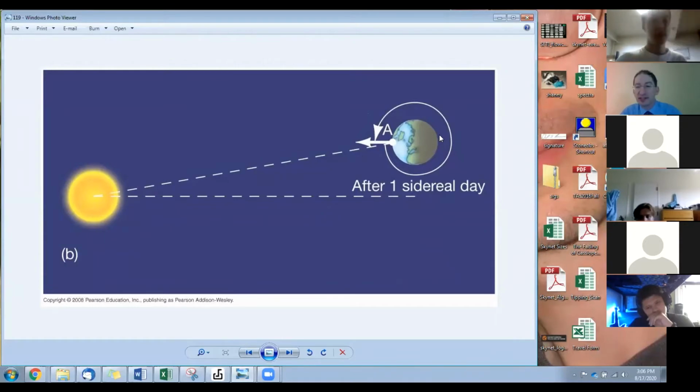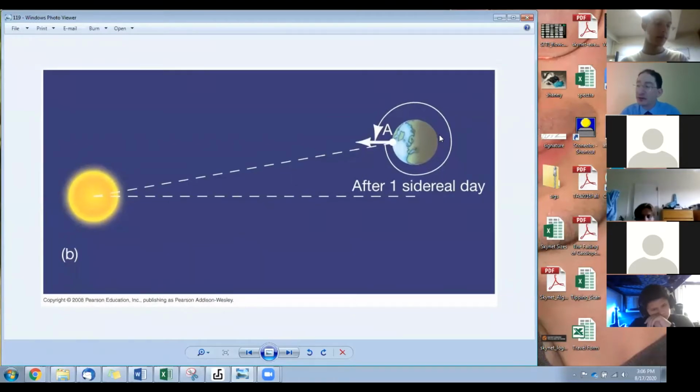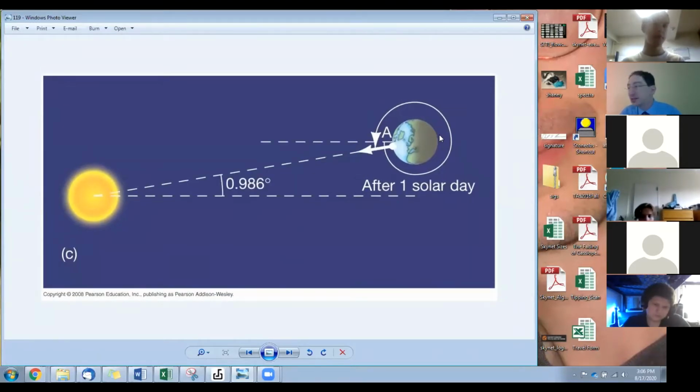Okay. But we're not pointed to the sun. So if we want to point to the sun, we're going to have to rotate this little extra bit. And we want to know how long it takes. How much of a rotation is that? And how long does it take? So let's calculate that. Let's do a little bit of math right here.